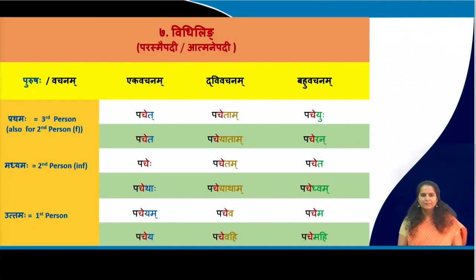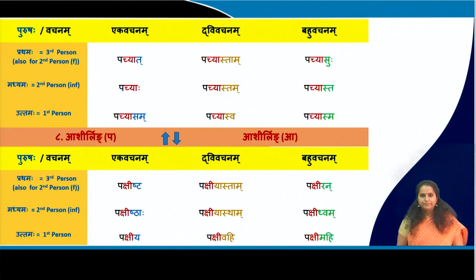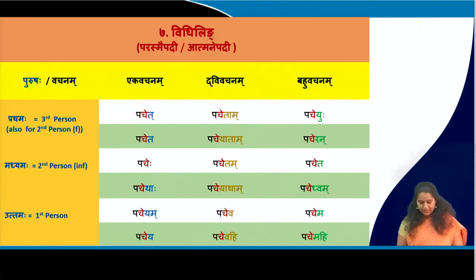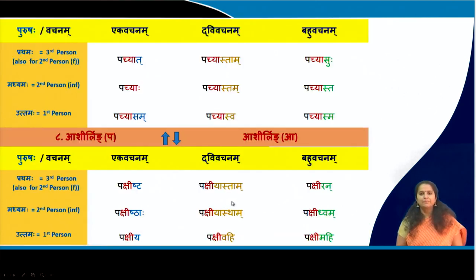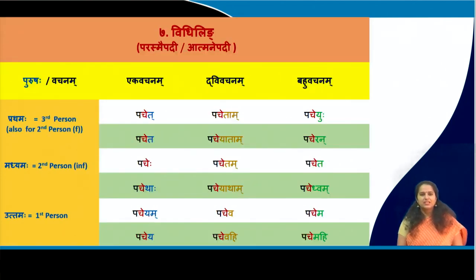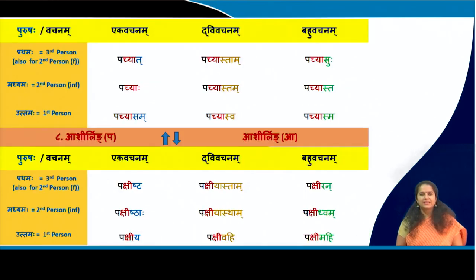But I would like to do a small comparison with the atmanepada of the vidhiling. So you see, it is pachethaha becomes pakshishtaha. Thaha becomes thaha. And the sakara becomes the shakara there, because the tha becomes the tha there. Astu. See, pakshiyastham. And atra asti pacheyatham. So yas has got added there. Pachedvam, pakshidvam. Pakshiya, pakshivahi, and pakshimahi. Pacheya, pachevahi, and pachemahi. Astu, so you see the similarities or the closeness that is there.